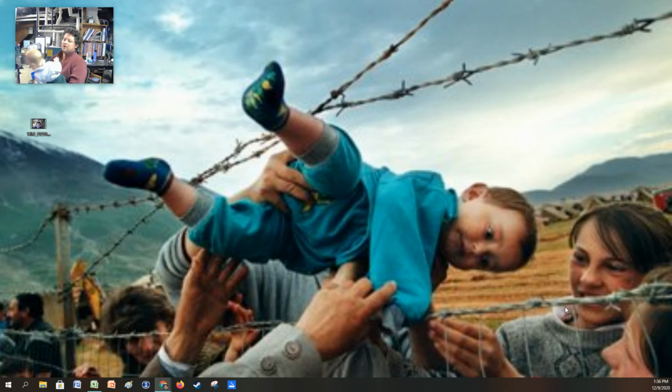But he's also not wearing shoes, he's wearing socks, so maybe he can't walk yet. So there's all these things that I have to look at, these observations, to try to figure out how old this kid is. And then the other observation is he's in the middle of a barbed wire fence. So why is he in the middle of a barbed wire fence?